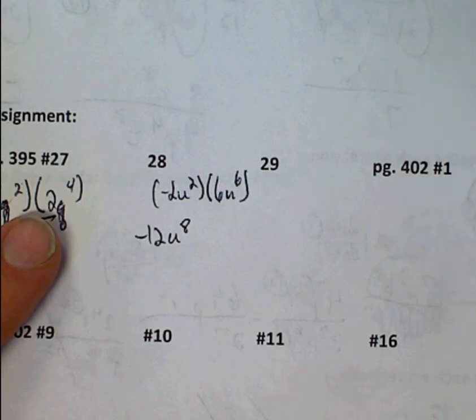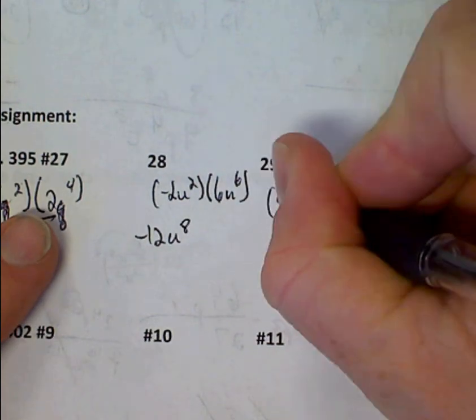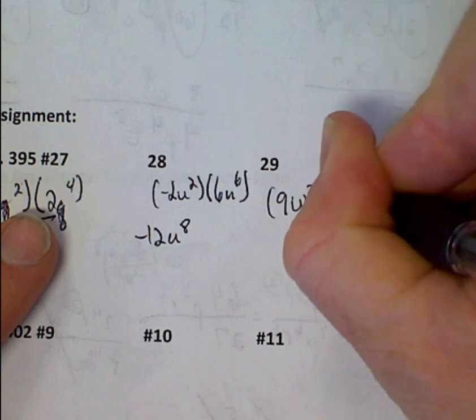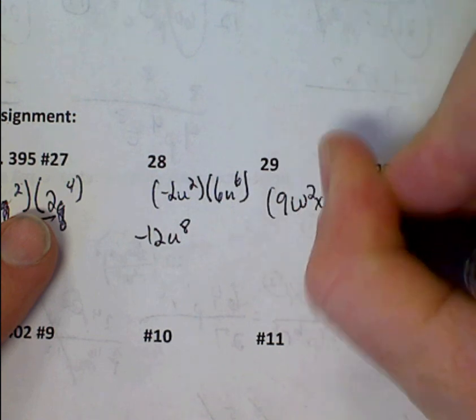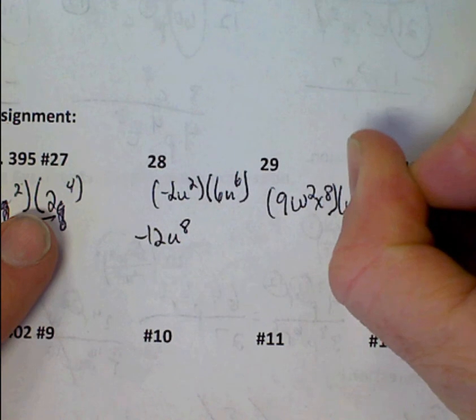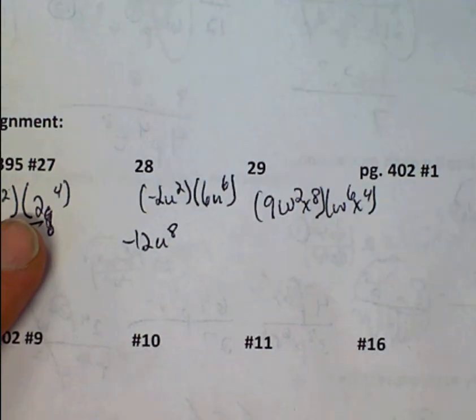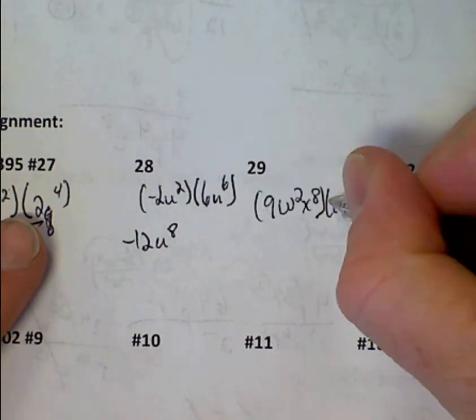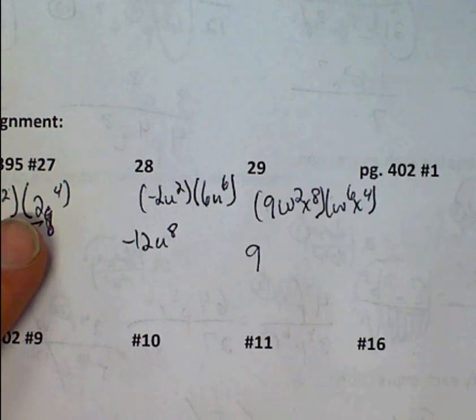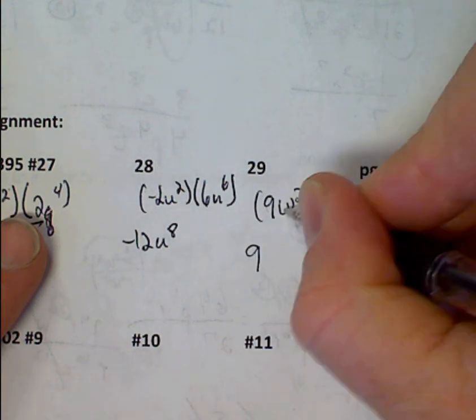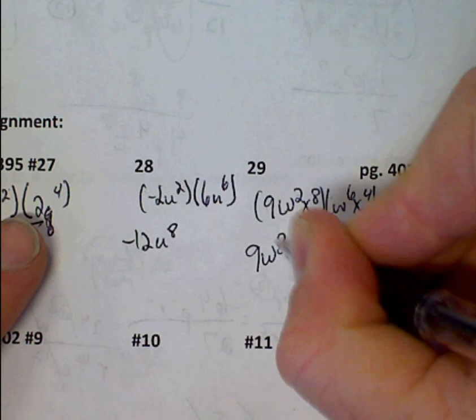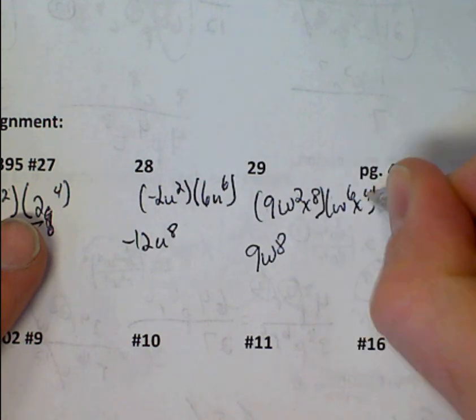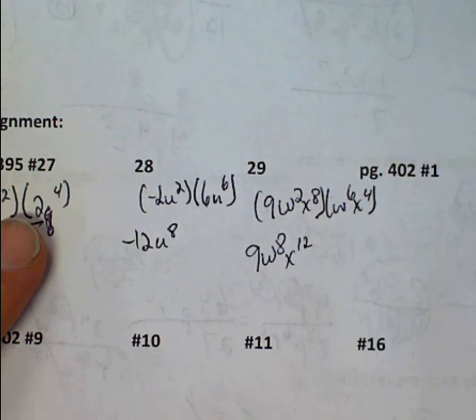Number 29, 9 w squared x to the 8, w to the 6, x to the 4. 9 times 1 is still just 9, that's my front number. w squared, w to the 6 becomes w to the 8, x to the 8, x to the 4 becomes x to the 12.